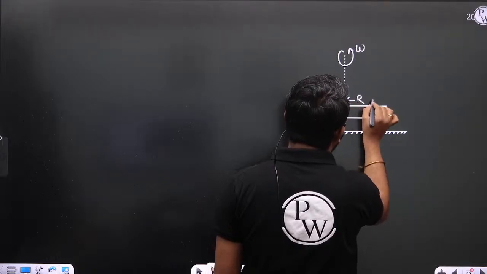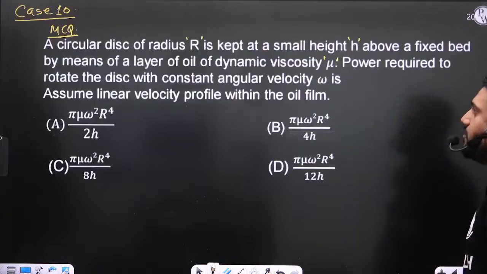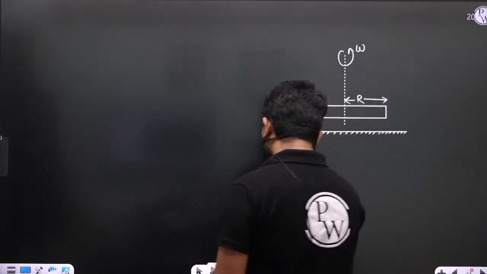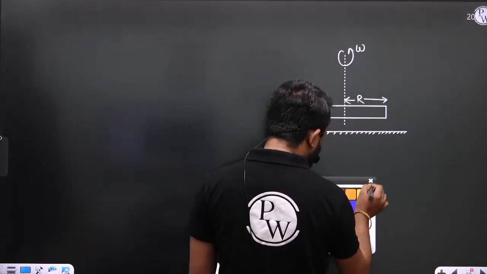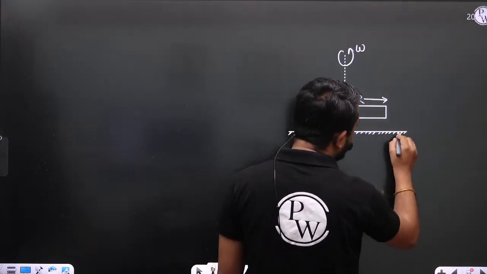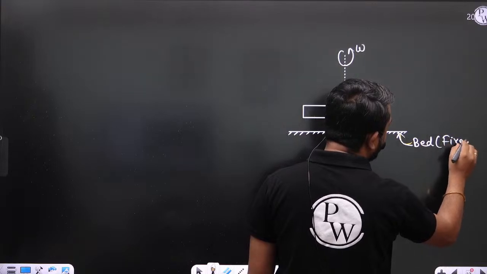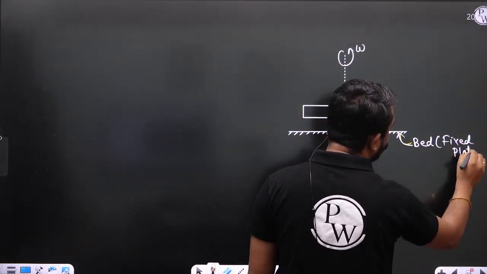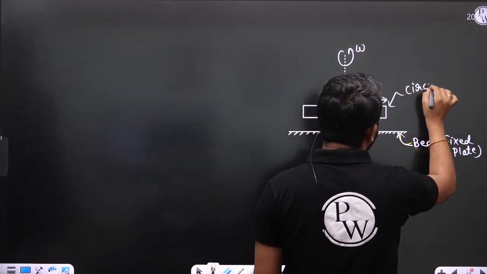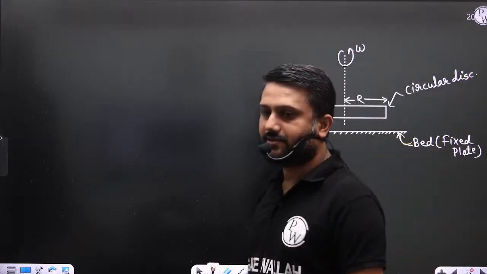And what is the radius of the disc? Let us consider the radius of the disc is capital R. It is also mentioned in the problem: a circular disc having radius capital R. This is the bed. The bed is nothing but the fixed plate only. And this is the circular disc.